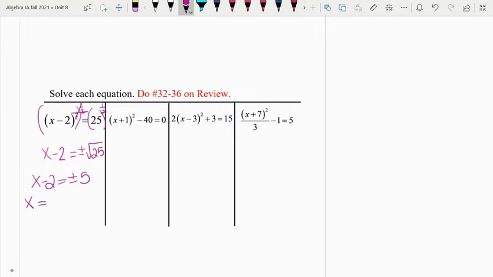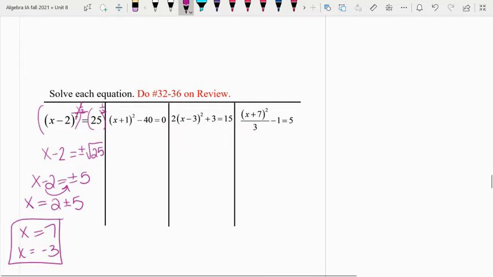Add 2, so we get x equals 2 plus or minus 5. So add 2 over here. The two answers are x equals 2 plus 5, which is 7, and 2 minus 5, which is negative 3. And you can always check them.